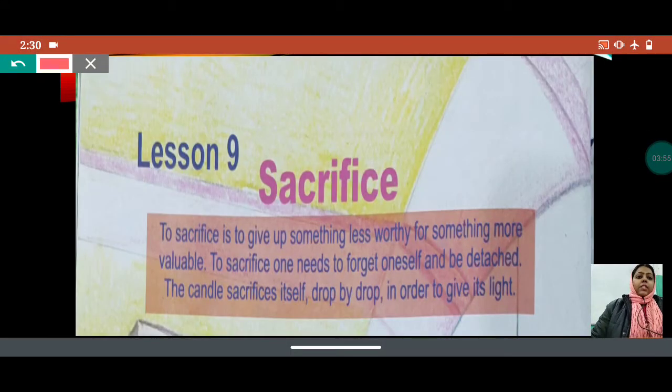Now let's see sacrifice. It is written, to sacrifice is to give up something less worthy for something more valuable. Worthy means having great merit or deserving. So to sacrifice our important things for more valuable things is known as sacrifice. To sacrifice, one needs to forget oneself and be detached. The candle sacrifices itself drop by drop in order to give its light. Just now I have given you the example that a candle sacrifices itself drop by drop so that we receive light.